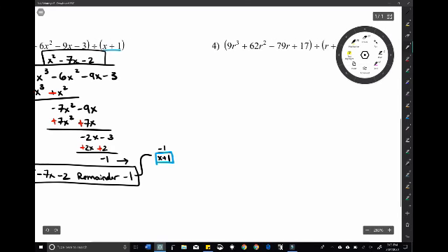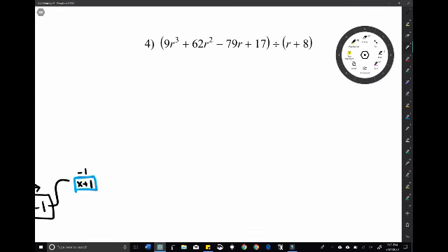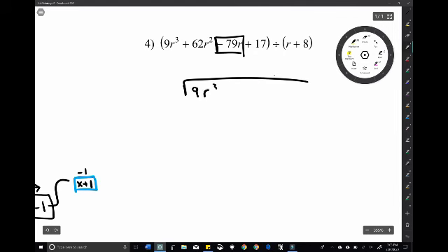Okay, last particular example. And I just want to remind you again of something as we write this. Let's say, for example, we didn't have this negative 79r. So let's just scratch that out. For right now, you don't have to do this. Just keep in mind if we didn't have that, you would want to write 9r to the third plus 62r squared. Say we didn't have that, you would put in a 0r, okay? Since we do, we'll just keep it negative 79 and plus 17. But you want to fill in all the r's, so to speak, and then r plus 8, okay?